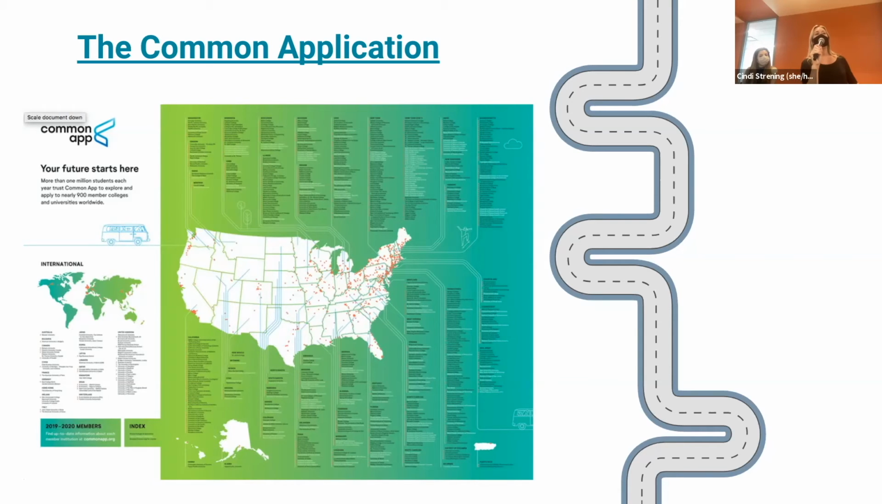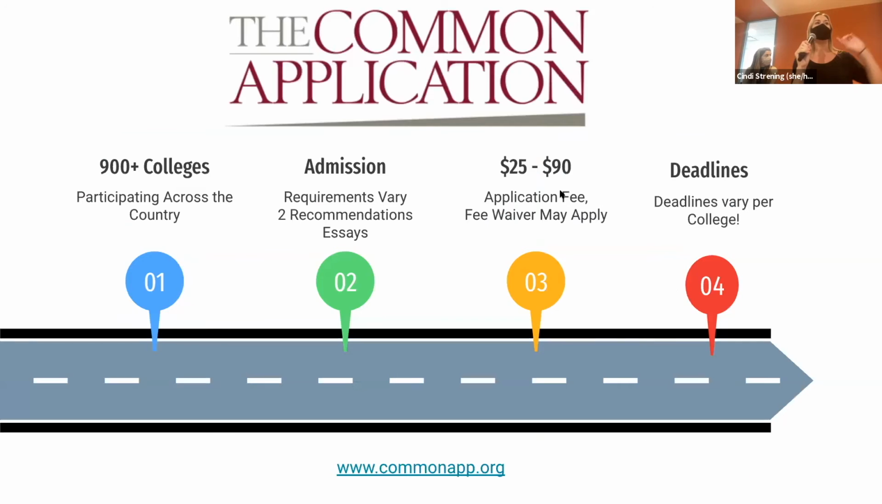And so for the Common Application, there are over 900 schools, as you can see. You have a lot of options, and you apply through the Common Application and you can apply to any of those schools. 900 participating across the country. For the admission requirements, they vary because there are so many different schools and requirements, but it's always 2 letters of recommendation, and there are going to be personal statement essays. The application fees range from $25 to $90, and again, a fee waiver may apply, and the deadlines vary by college just because there are so many options.